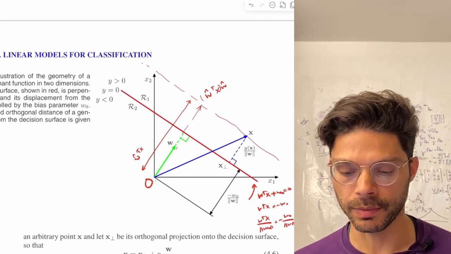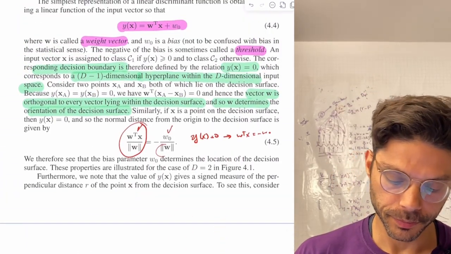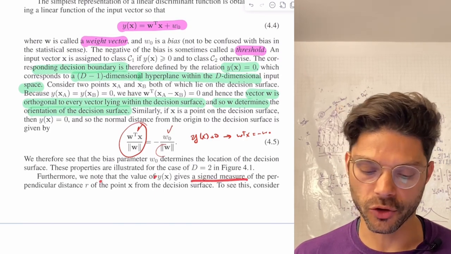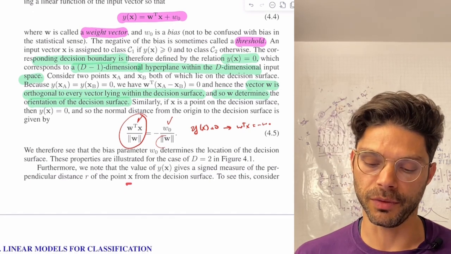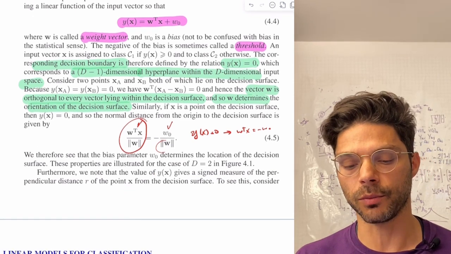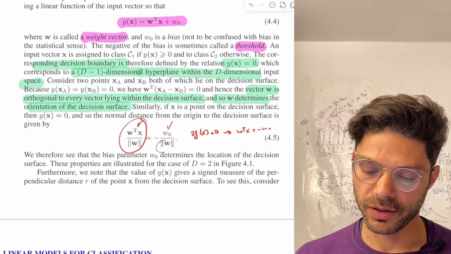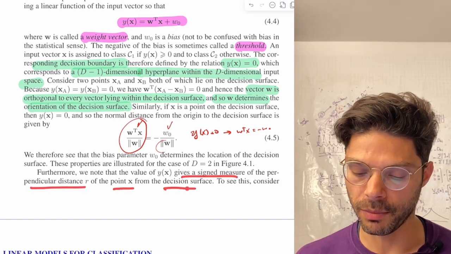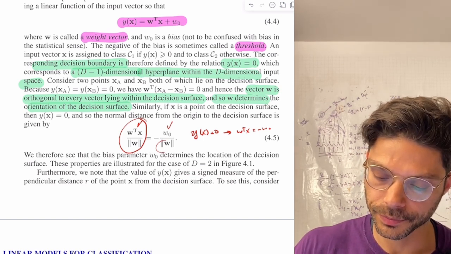It's very useful to keep in mind and be comfortable with that. Furthermore, we note that the value of y of x gives a signed measure of the perpendicular distance r of the point x from the decision surface. We were just talking about the set where y of x equals 0, but what if it's non-zero? It gives a signed measure of the perpendicular distance r of the point x from the decision surface. Okay, so let's highlight that.